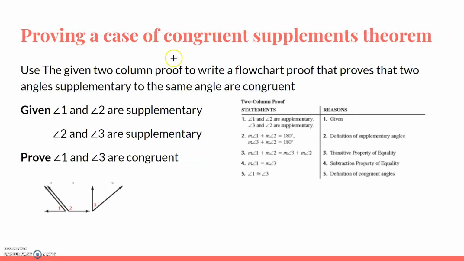Okay, so now proving a case of the congruent supplements theorem. You're going to use the given two-column proof to write a flowchart proof that proves that two angles supplementary to the same angle are congruent. You're given that angle 1 and angle 2 are supplementary, and angle 2 and angle 3 are supplementary. Prove that angle 1 and angle 3 are congruent. Pause the video, give it a shot, come back for the right answer.